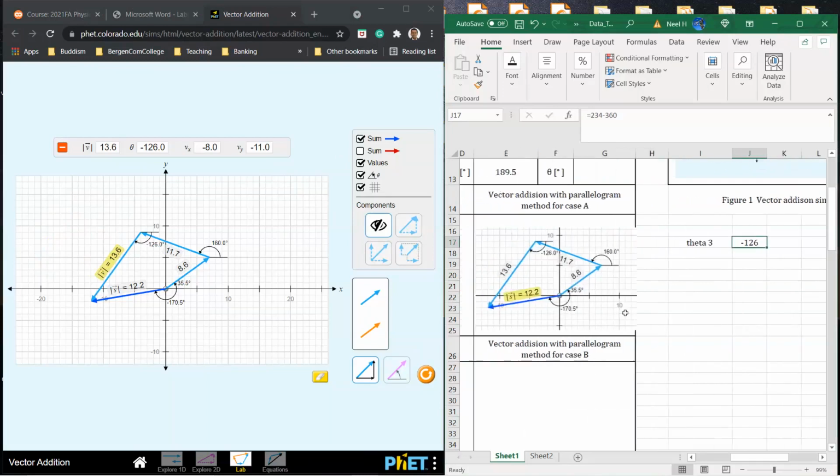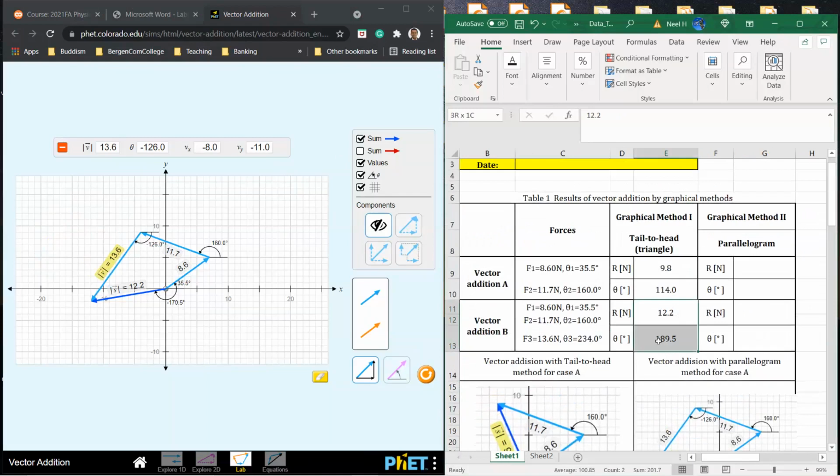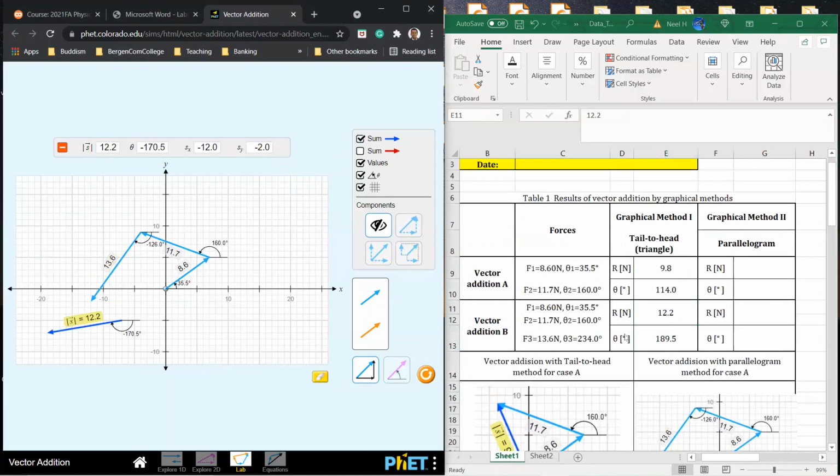Then take a picture and place it right here under the table, and then the information should be filled in here, okay? 12.2 is the magnitude of the resultant, and for the angle of this one, again, you can see it shows the negative angle, which is not what we usually report. We usually report the positive angle. To get that, you can add 360 to negative 170.5, which is the negative angle. Then it will give you 189.5, the positive angle. Okay, that's the number we need. Okay, guys, any question?